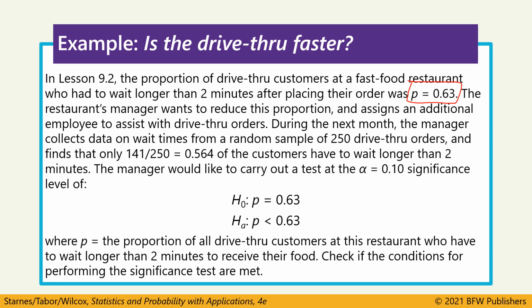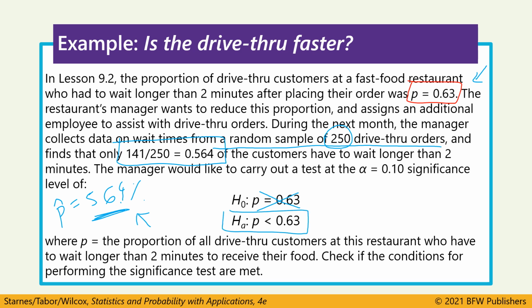So in the text of the problem here, we see that he takes a random sample of 250 drive-thru orders. And in that sample, 141 out of 250 had orders that took longer than 2 minutes. So this is 56.4%. It's less than 63%. But keep in mind, these results are going to vary. If we took a different sample of 250 orders, we're going to get something different than 56.4%. So does this provide evidence? Is this low enough for us to reject that null hypothesis and conclude that it's a statistically significant difference, that the proportion is definitely less than 63% with the new worker?